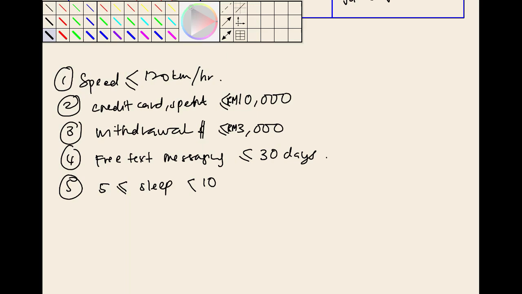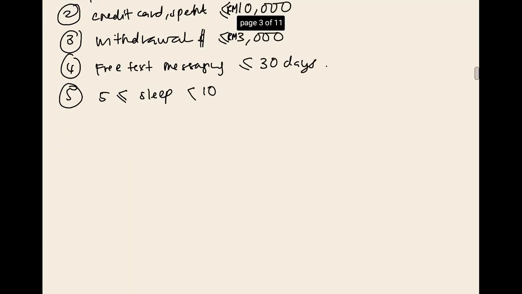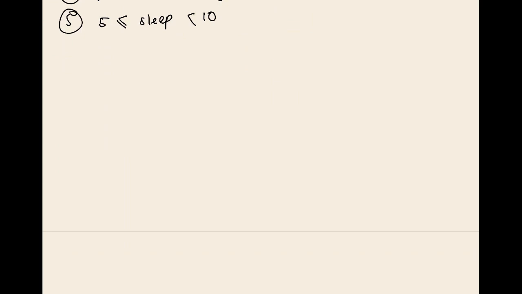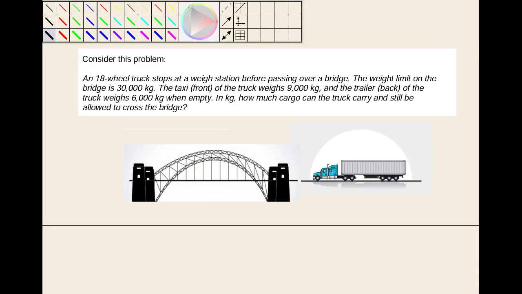Right, so now I do an example of solving a problem related to a real case. Okay, for example, consider this problem. An 18-wheel truck stops at a weigh station before passing over a bridge. The weight limit on the bridge is 30,000. Okay, there is a limit. To be on the bridge, it must be 30,000 kilograms. The taxi front of the truck weighs 9,000 kilograms, and the trailer at the back of the truck weighs 6,000 kilograms when empty. In kilograms, how much cargo can the truck carry and still be allowed to cross the road?